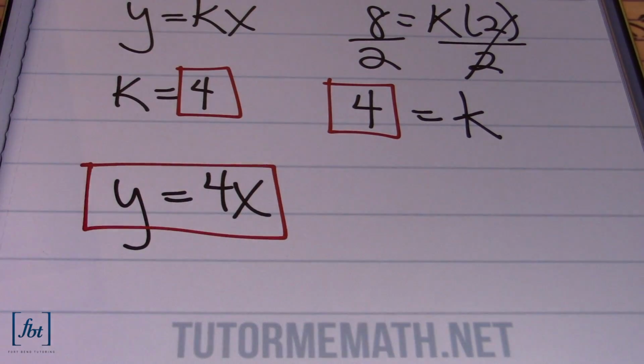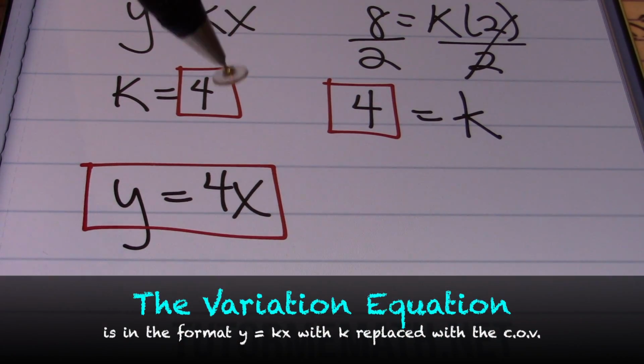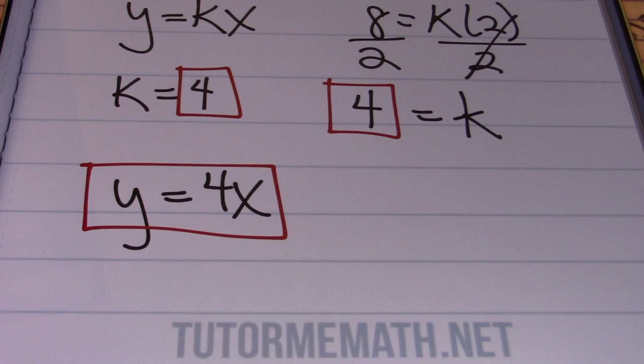And keep in mind that you need the entire equation to represent that variation equation. Don't submit an answer of just 4x. You need to write the entire equation in for the answer. Y equals 4x. And that's problem number 3.